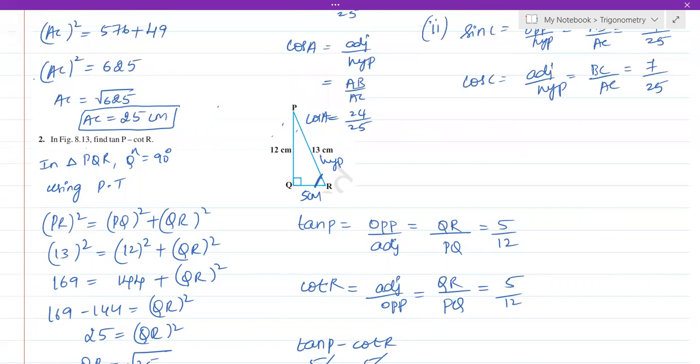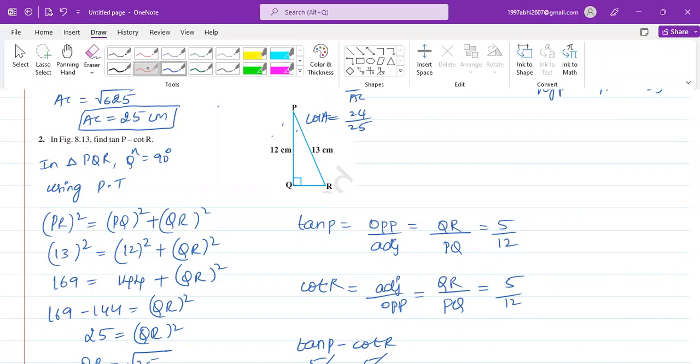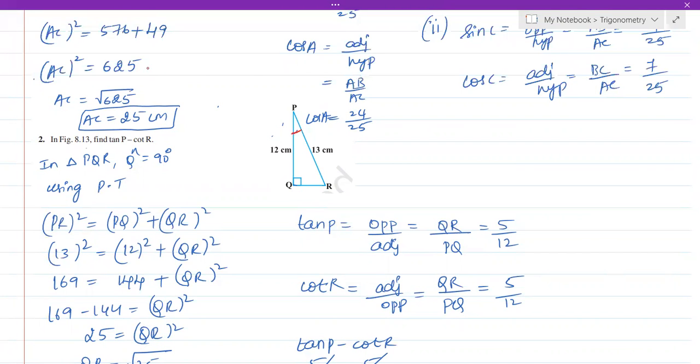Remember, if it is tan P, so let me use a different color to indicate it. Here, tan P, which means the angle is here. So this is the opposite side, and this becomes the adjacent side, and this is the hypotenuse. So tan is what? Opposite by adjacent. So it becomes QR by PQ. That's what we have written in the first case.